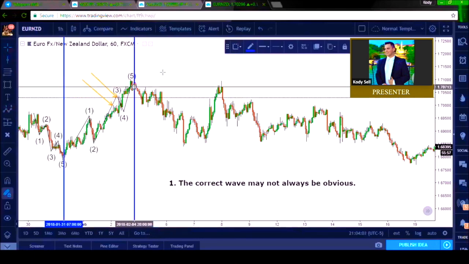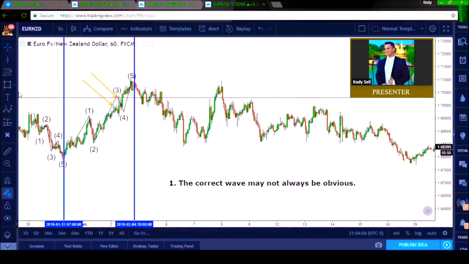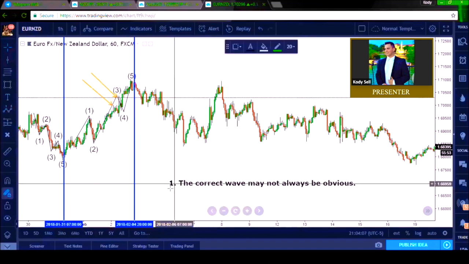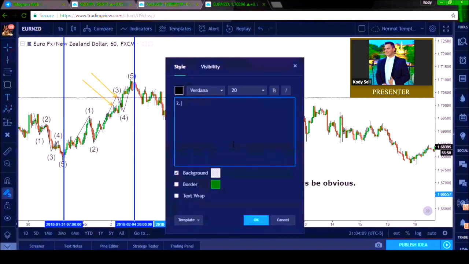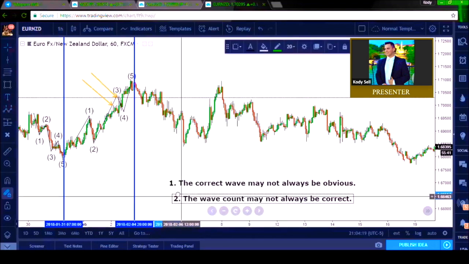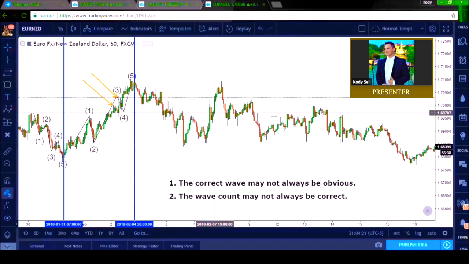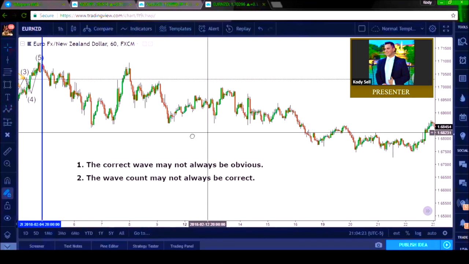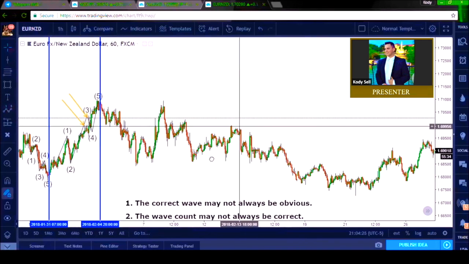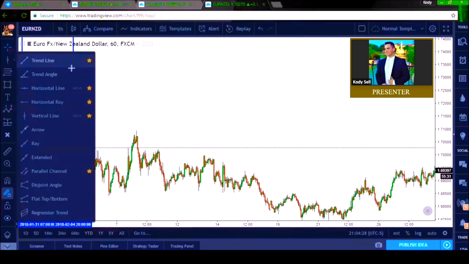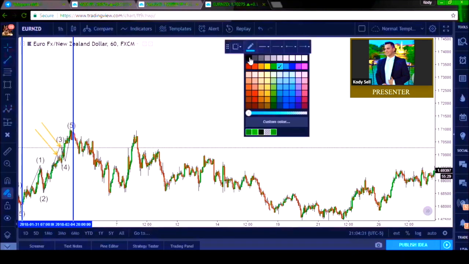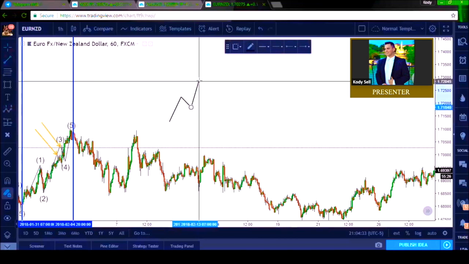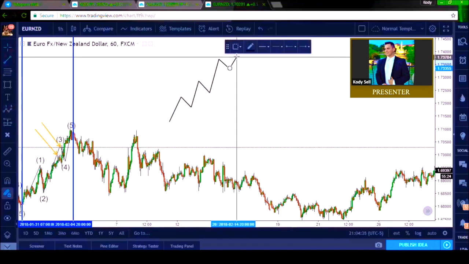Now, let's look at problem number 2. Problem number 2 is the wave count may not always be correct. So the main theory behind Elliott waves is that the market moves in waves, and that may not always be correct. Just to give you guys an example, let me pull off the chart for a second. If we look at a trending market, it looks like this, right? And we just keep going.